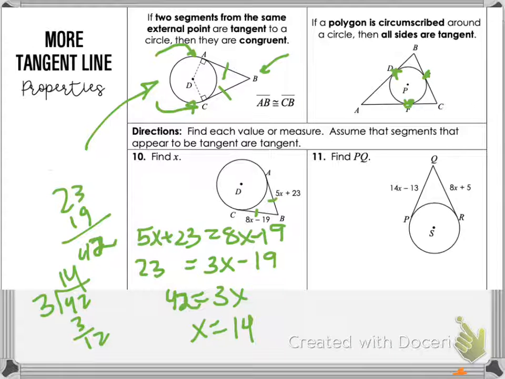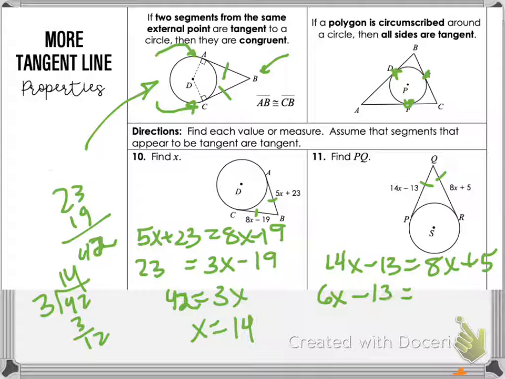Okay, this next one is exactly the same. We've got two line segments that are tangent to the circle, so those must be congruent. So we'll say 14x minus 13 equals 8x plus 5. Subtract 8x from both sides. Get 6x minus 13 equals 5. Add 13 to both sides.